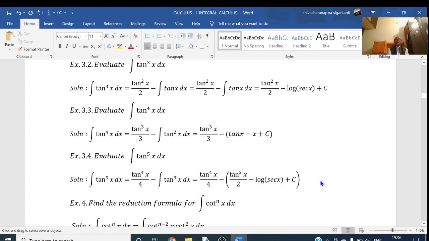So these are the reduction formulas for sin x to the power of n, cos x to the power of n, and tan x to the power of n. So using reduction formulas, we can find out the integrations of any power of sine or cos or tan. Okay. Thank you. I will stop here.